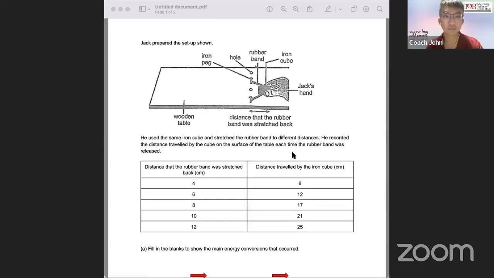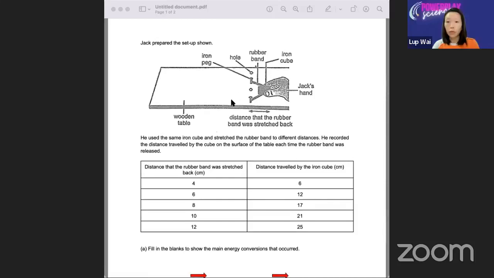So let's take a look at this question and we will try to solve it step by step. So Jack prepared the setup shown. So observe the picture here. The pictures are there for you to see and of course to observe. And one of the criteria in science is to be very observant. So he used the same iron cube and stretched the rubber band to different distances. He recorded the distance traveled by the cube on the surface of the table each time the rubber band was released.